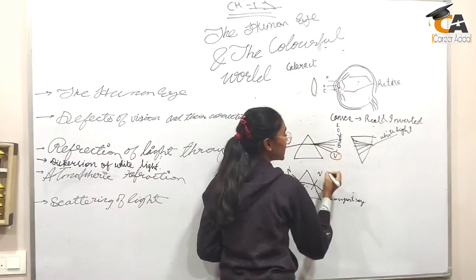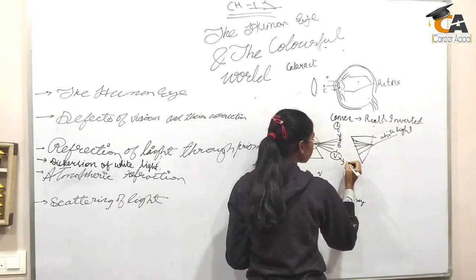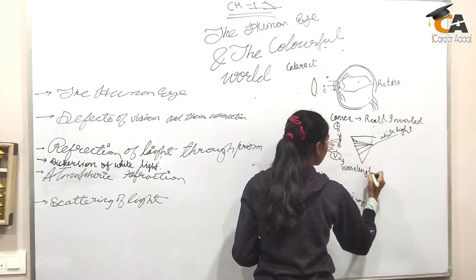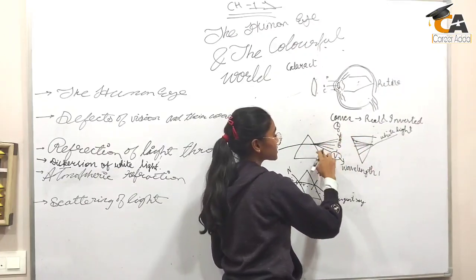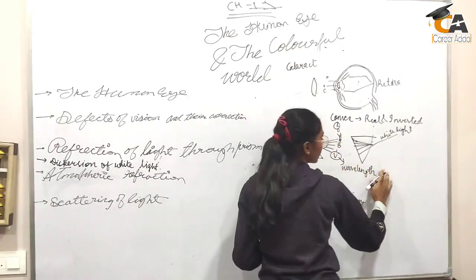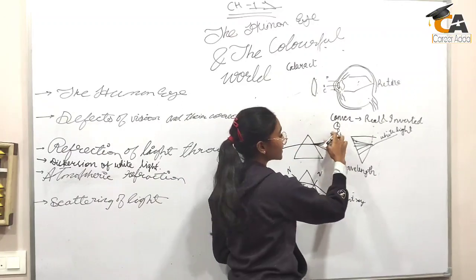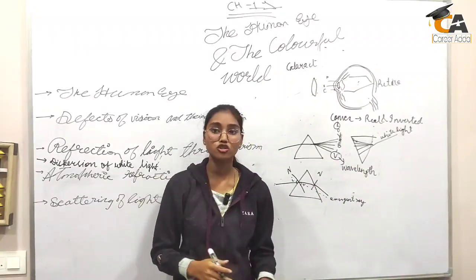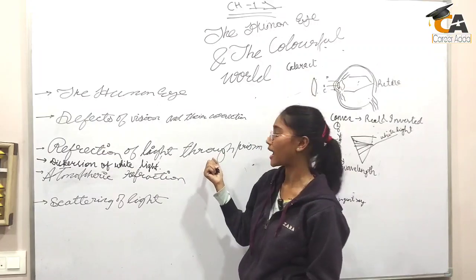Now here, violet and red, what does it state? The wavelength of violet is less than the wavelength of red, because here scattering is a little bit more and here a little bit less, so there is a difference between the wavelengths. Here the wavelength is less and here the wavelength is more. So violet light scatters more quickly than red light. So this was about dispersion of white light and refraction of light through a prism.